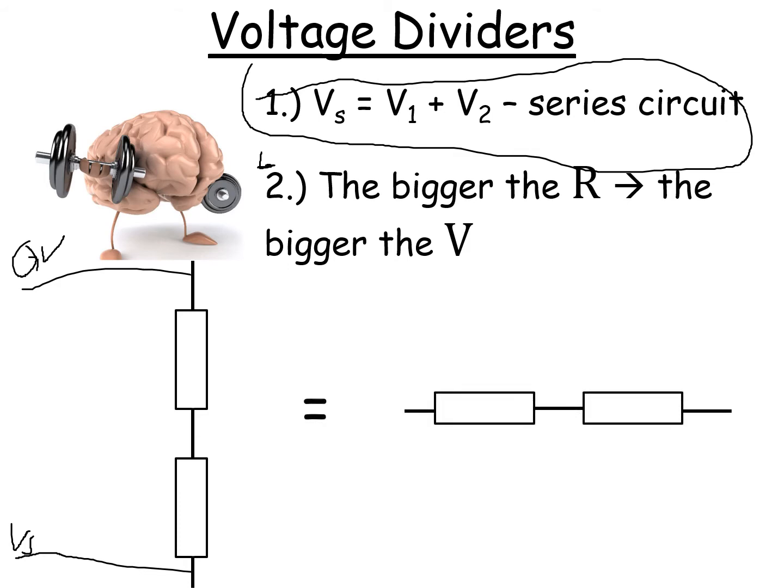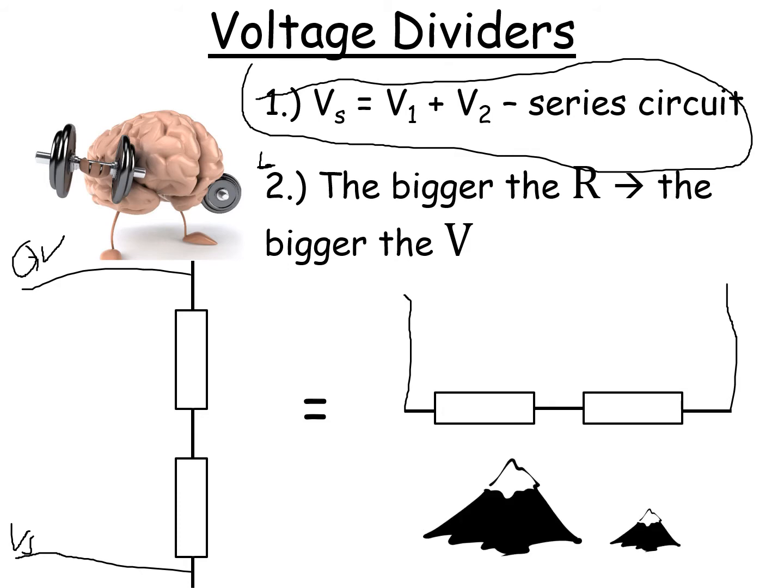The other way they could draw it is like this, which is the one that you're probably more familiar with if I put the lines in here like this. Again, don't get confused. These two are actually the same circuit. We've just rotated them by 90 degrees. And the way I remember the second line is think of it as being like crossing a mountain. The higher the mountain, the bigger the effort you need to actually cross it. So the bigger the resistance, the bigger the voltage or potential difference it is to cross that resistance.